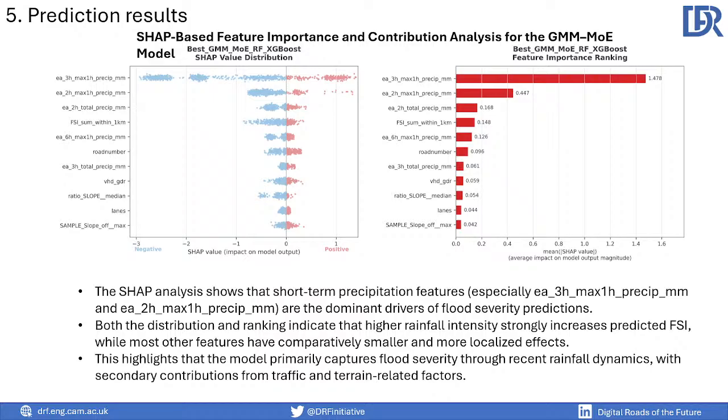And this figure shows the importance of different features. The top three most important features are rainfall and precipitation, and the fourth one is related to flood risk. There are also some features related to the road level, as well as topographic features, that are really critical for our prediction.